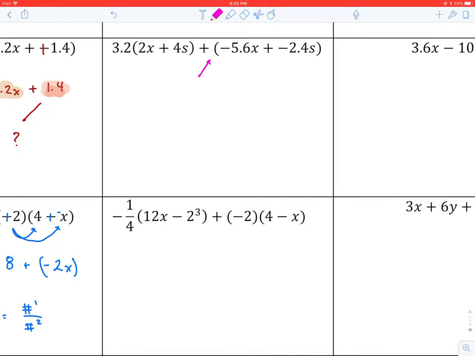So I'm going to go ahead and start off. I don't have any distributive property here. I only have it at this initial part. So I'm going to do 3 and 2/10 times 2x and 3 and 2/10 times 4s, different variable there.